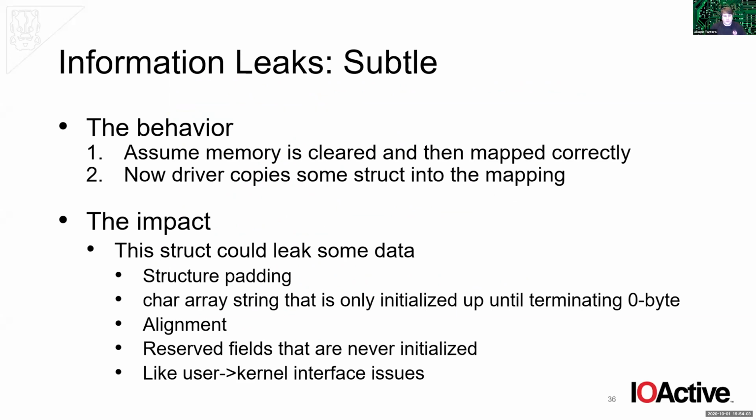And then you have the subtle information leaks. This is where, let's assume you did everything right. You allocated your buffer, you cleared it, you now map it so the device can read the data, and then let's say you copy a structure to it. Well, the issue is that structure could still leak some data. Let's say there's structure padding in there, alignment issues. There's also maybe examples where you have a char array that's 128 bytes and you only use the first 32 bytes for a device name or something, and you null terminated it, but you never actually cleared any of the memory after the null terminator. All that data would eventually get leaked to the device, which it would be able to read.